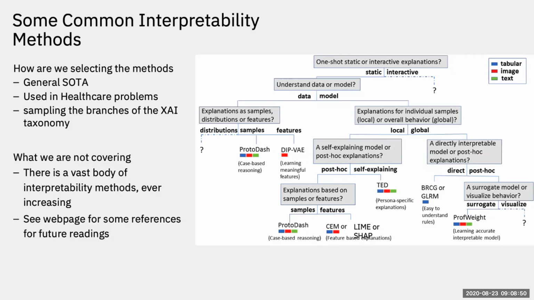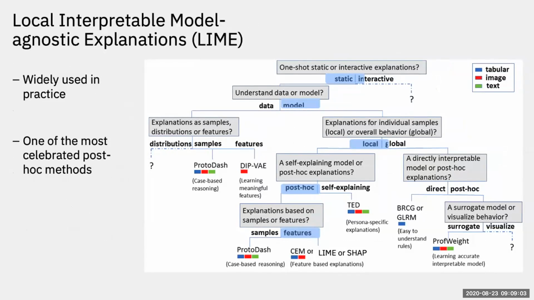Due to lack of time, we cannot cover each of the branches of the taxonomy. We refer to the tutorial webpage for further readings. The first method we choose to explain is LIME, or Local Interpretable Model-agnostic Explanations. This is a very popular method and very widely used, irrespective of domains and data types.